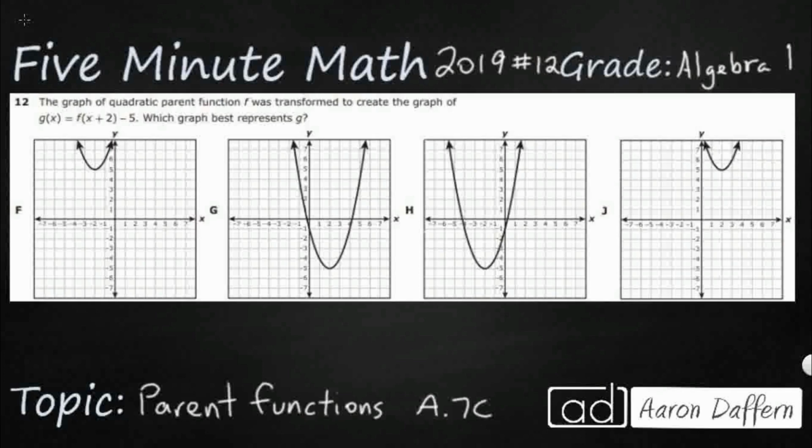So we have the graph of a quadratic parent function f, which we don't even really know what that is, but we're going to see g of x here, and we've got this right here. So the x plus 2 and then minus 5. So we've got two different things happening here. So let's just take a look at them one at a time.